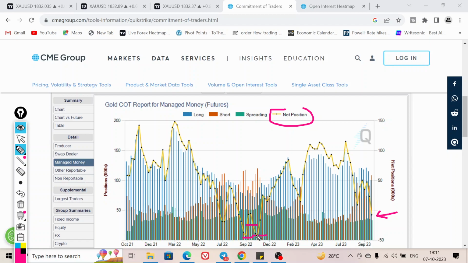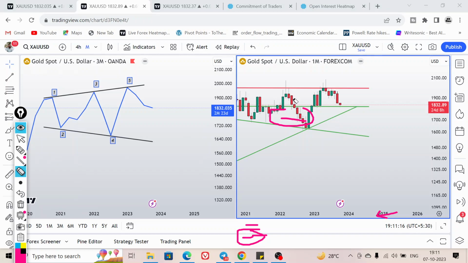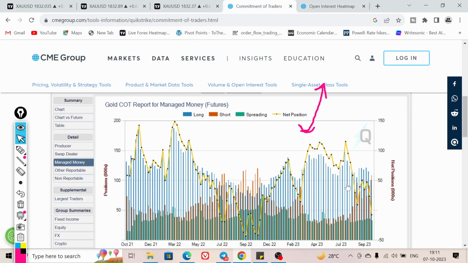So if we talk in terms of the previous year, the lowest net positions by managed money were in September, October and November. And if we check it on the candlestick chart, this was October, November right over here. So in the previous year, 2022, we saw a good bullish rally after this low in net positions by managed money right over here.